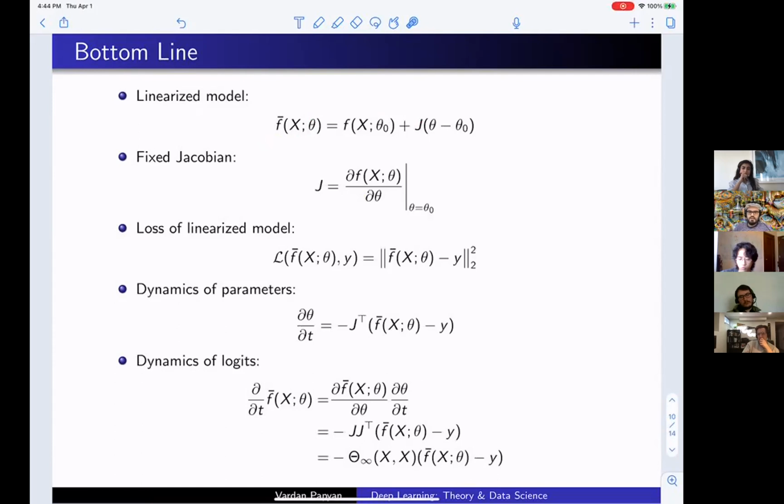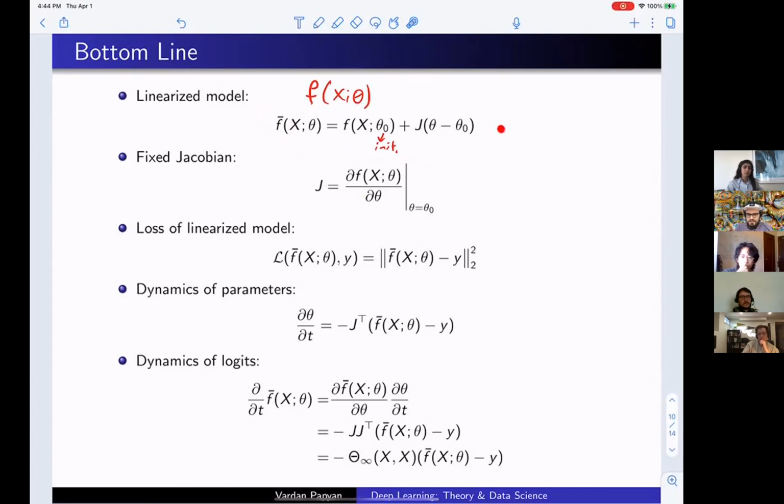So again, what is the bottom line of the NTK? Imagine you take your usual network, f of x theta, and imagine that you linearize the model. How does one linearize a nonlinear function? Just by doing Taylor, right? Just taking the first Taylor order. So you do f bar of x theta, where bar stands for the linearization, is equal to f of x theta 0, which is the initialization, plus J, which is a Jacobian, df to d theta times theta minus theta 0.